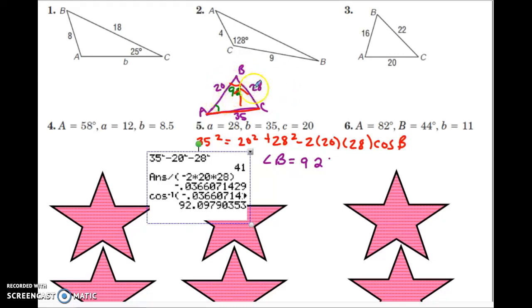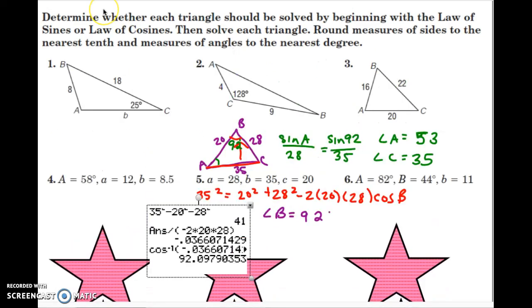So once I know that this is 92, I can go ahead and say sine of A over 28 equals sine of 92 over 35. And that's how you're going to find your A, and then do the exact same thing to find the C. So I'm going to go ahead and write down what angle A and angle C are. You guys can write out your steps and make sure you can solve them on your own. But that's your law of cosines, which is the last thing that's going to be covered on our unit test. All right, so I got A was 53 degrees and C was 35 degrees. So I do want you guys to try these problems just for extra practice, and I will post the answers on Canvas so you can check.